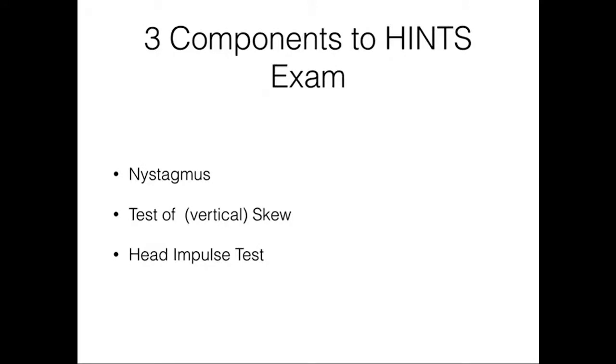There are three components to the HINTS exam: nystagmus, test of vertical skew, and the head impulse test. Nystagmus you observe in primary gaze, where they're looking straight ahead, and in lateral gaze, where you ask them to look to the left and right. In this normal volunteer, she has no nystagmus.